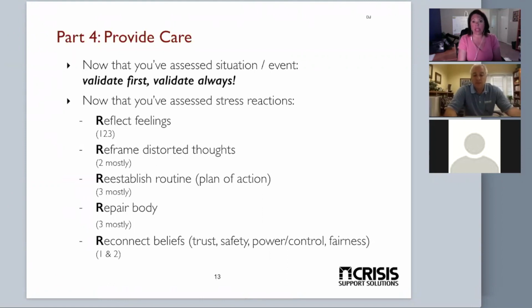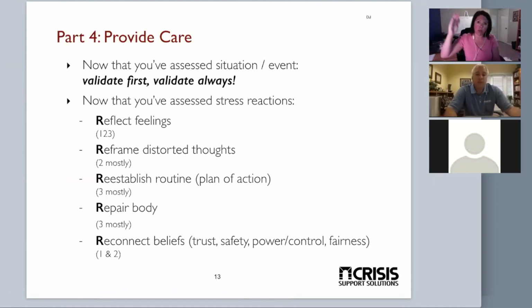I made a mistake. If they really truly made that mistake, then you go, I hear you made a mistake. And then you just move on to the next thing. So we only reframe distorted thoughts. That's mostly a number 2 suggestion. We do not reframe distorted thoughts when they're in a severity situation, because their thoughts are all over the place.